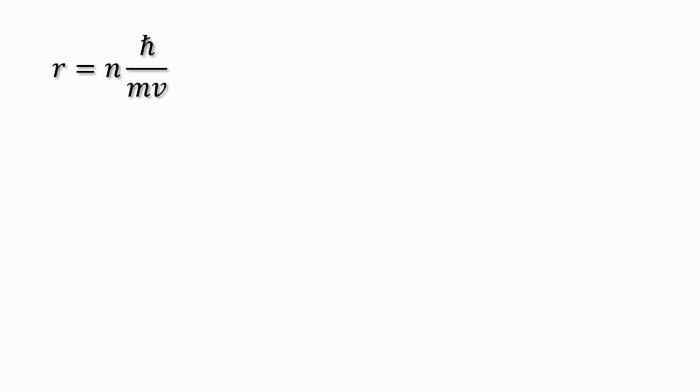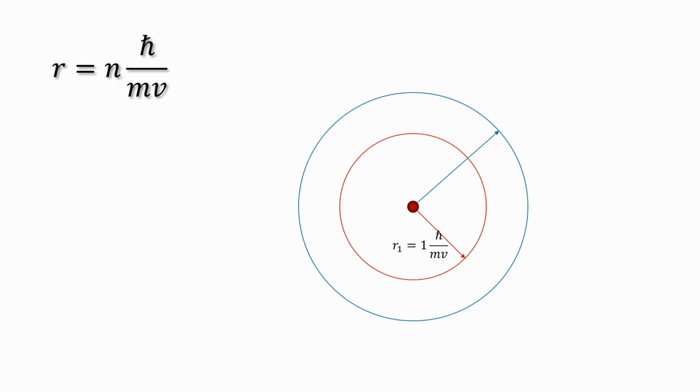The radius of these orbits can be calculated by multiplying n by the reduced Planck's constant and then dividing the result by the mass and velocity of the electron. At n equals 1, the radius of the first orbit is obtained. At n equals 2, the radius of the second, and so on.